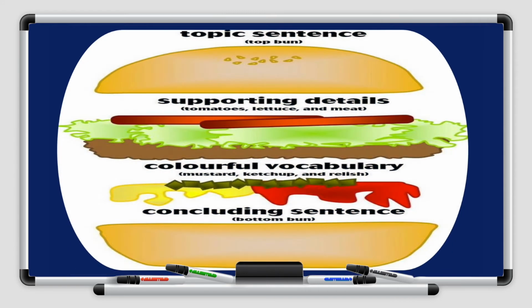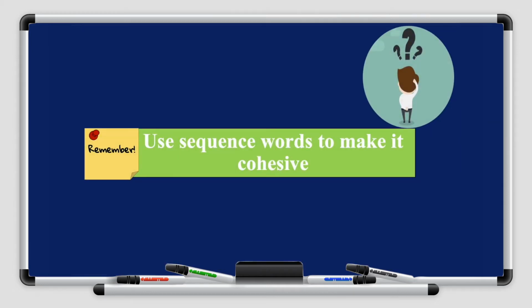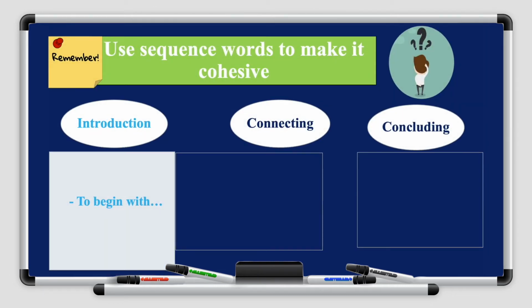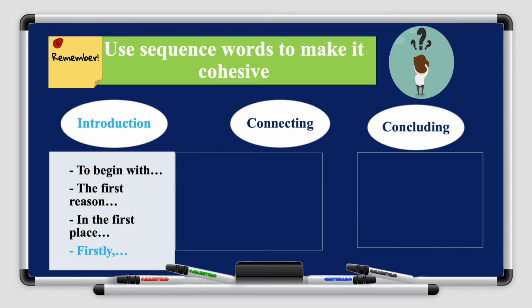And in order to have a very good paragraph, our supporting details need to be more colorful, with a lot of vocabulary, a lot of details, a lot of information, okay? And it's expository, so that means we give a lot of facts and information. So, in order to make our paragraph coherent, we use sequence words. In the introduction, we use things like to begin with, the first reason, in the first place, firstly, okay? This is at the beginning of my paragraph.